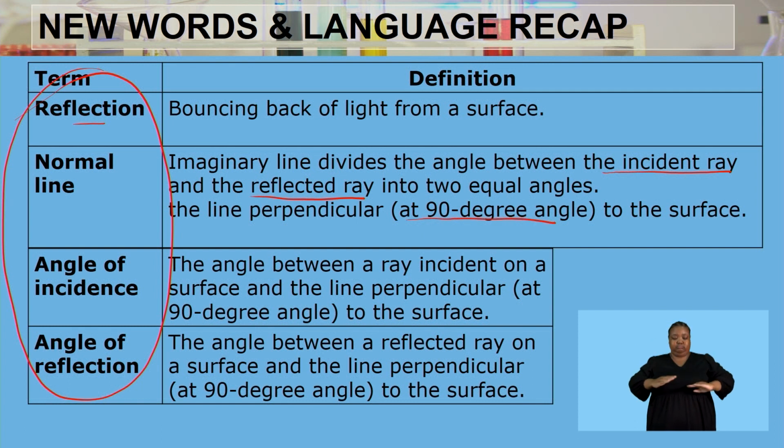This line is perpendicular, meaning that it is at 90 degrees to the surface. The angle of incidence is the angle between the incident ray on a surface and the line perpendicular at 90 degrees to the surface, so it is the angle between the normal and the incident ray. The angle of reflection is the angle between the normal, the perpendicular line to the surface, and the reflected ray. Remember that those 2 angles are going to be equal.